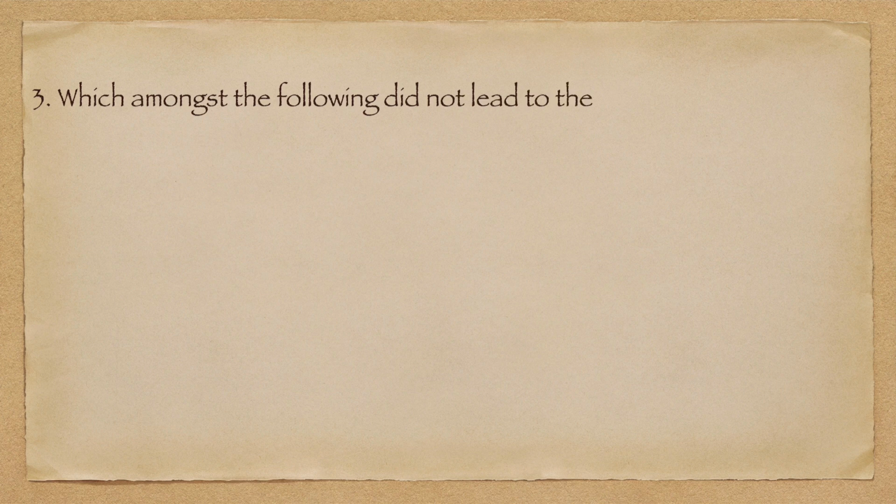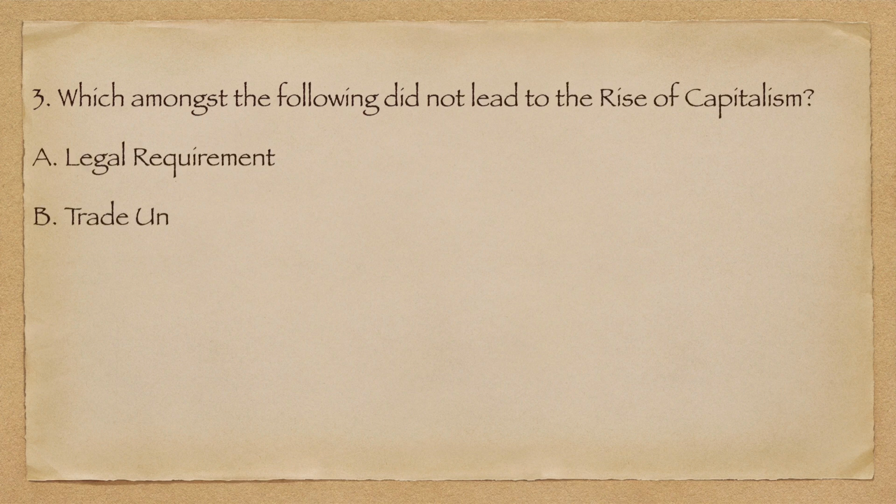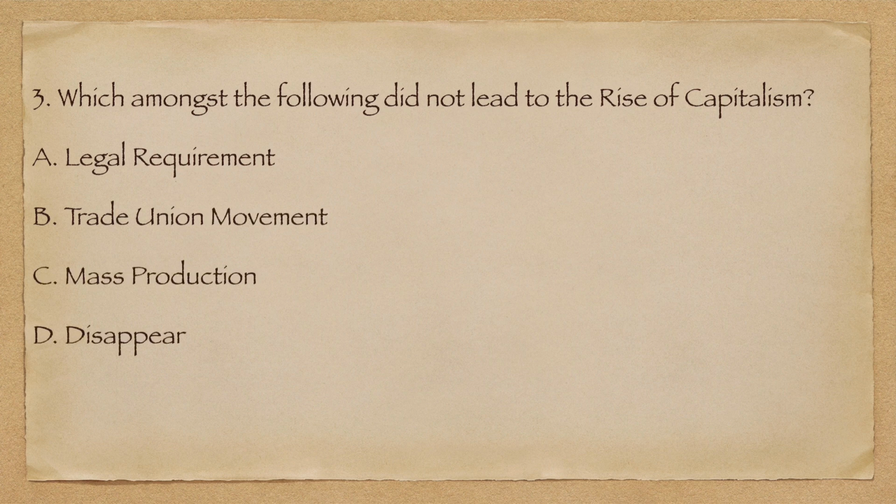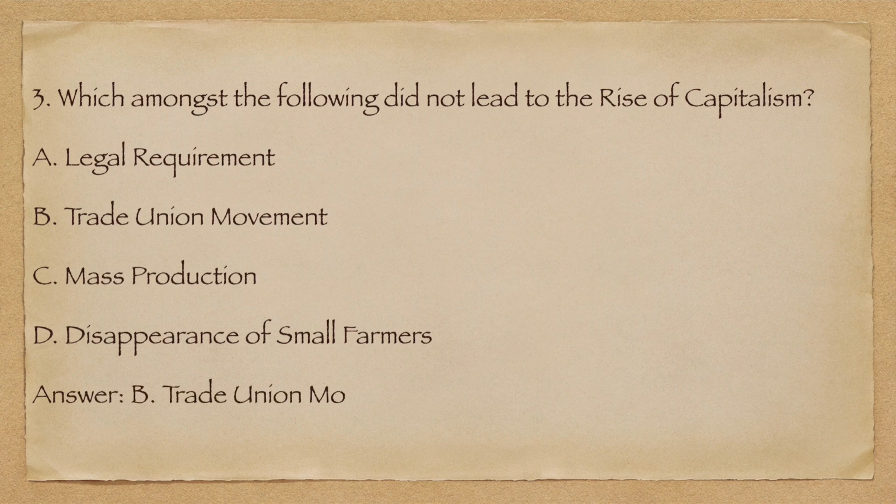3. Which amongst the following did not lead to the rise of capitalism? A. Legal requirement. B. Trade union movement. C. Mass production. D. Disappearance of small farmers. Answer. B. Trade union movement.